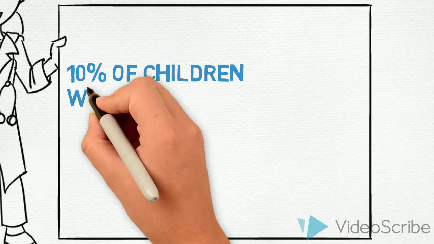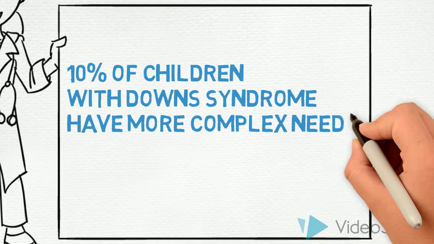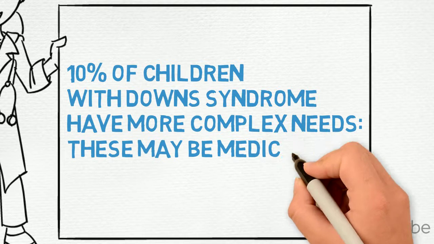10% of children with Down syndrome have more complex needs. These may be medical, such as autism or ADHD.